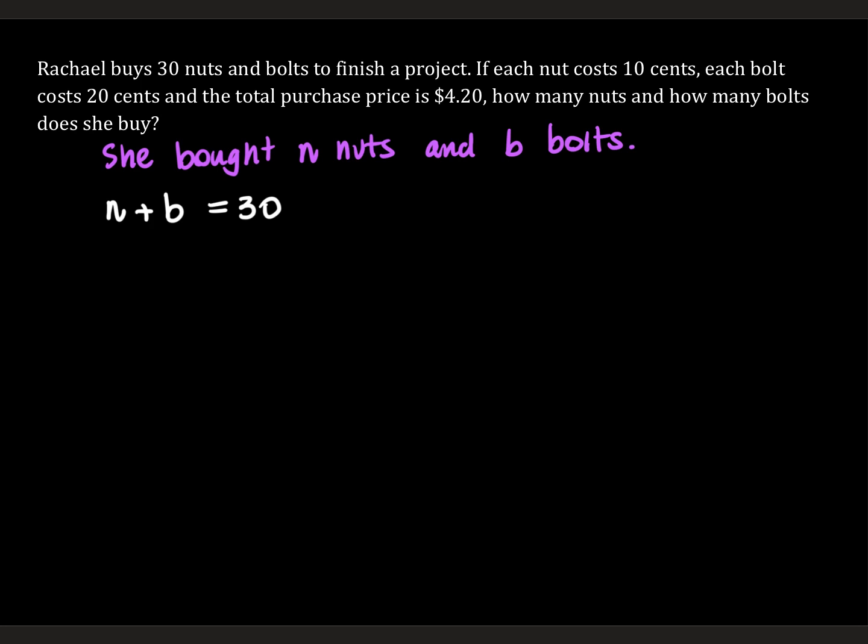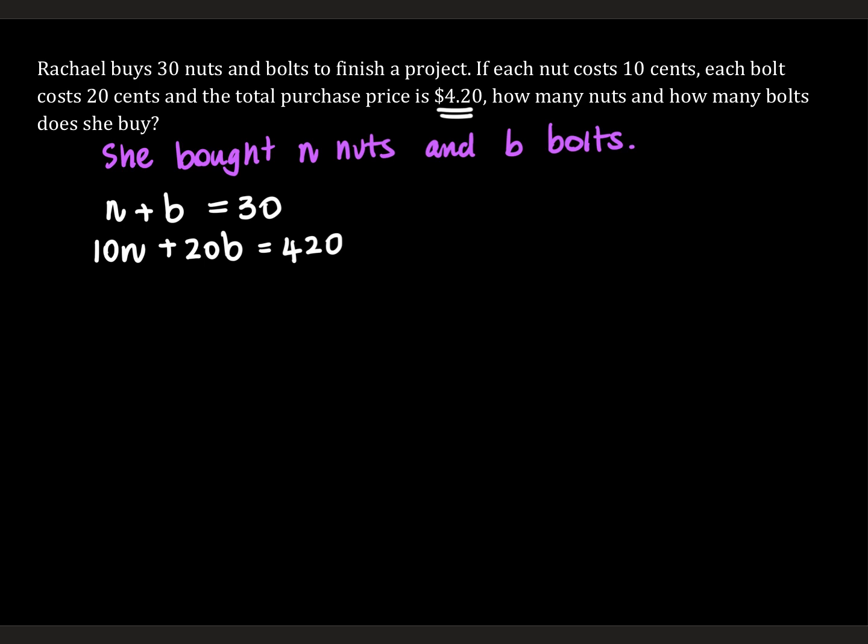If she bought one nut, that's 10 cents. 2 nuts, 10 times 2 is 20 cents. She's bought N nuts, which is going to be 10N. And each bolt is 20 cents, so that's going to cost her 20 lots of B. And the total purchase price, $4.20, I'm going to write that as 420 cents.